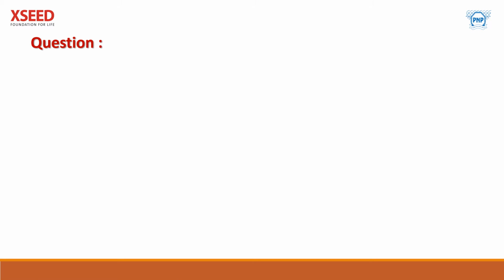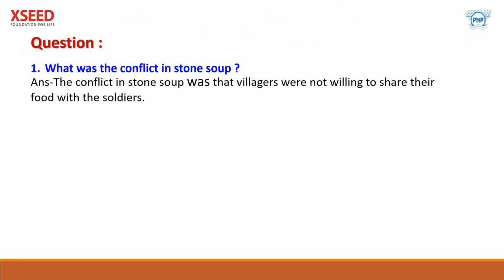So now we'll try to understand the types of conflict one by one. There are various types of conflict. So what was the conflict in Stone Soup, the story which we have completed recently? Can you tell me? The conflict was very simple. The conflict in Stone Soup was that the villagers were not willing to share their food with the soldiers. From here the story had started. Correct?